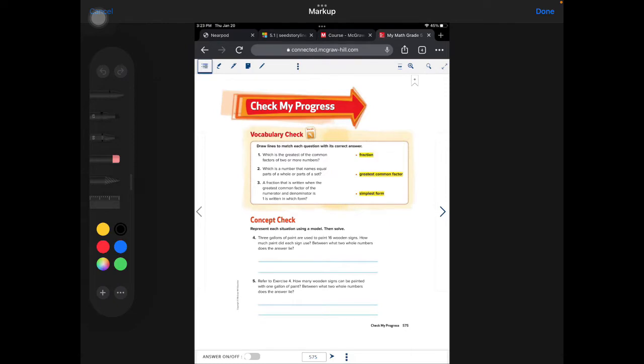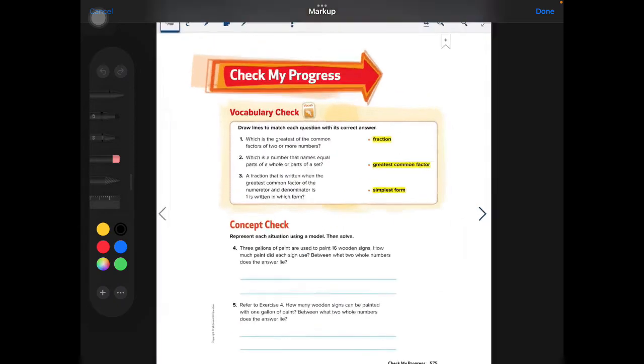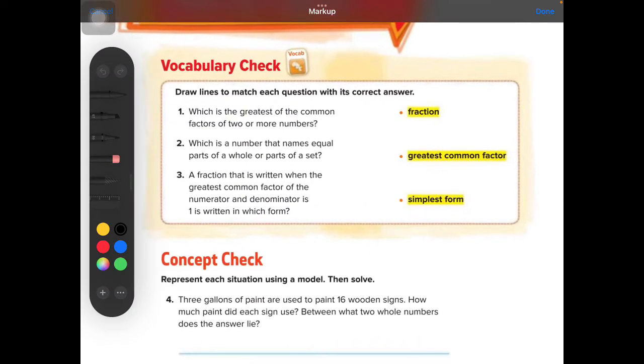Cox. This is Chapter 8, Check My Progress, that is found on page 575. Let's begin. As you go through these vocabulary words, you need to match the definition on the left with the vocabulary word on the right. So I will read them out to you. You're welcome to figure out where they go.